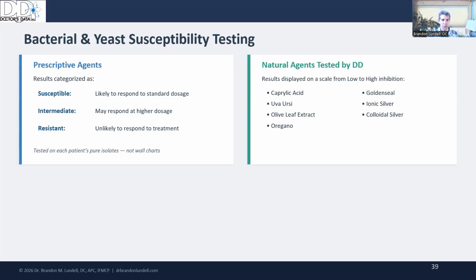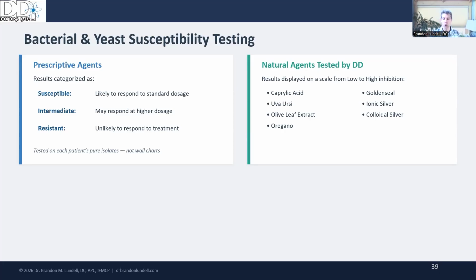So the natural agents tested by Doctor's Data: caprylic acid, uva ursi, olive leaf, oregano, goldenseal, and 2 types of silver, ionic and colloidal. That doesn't mean that other agents don't work, like grapeseed extract. They used to use grapeseed extract, but they decided not to because I believe it was just hard to find a good source of standardized grapeseed extract that they could rely on to do this testing.